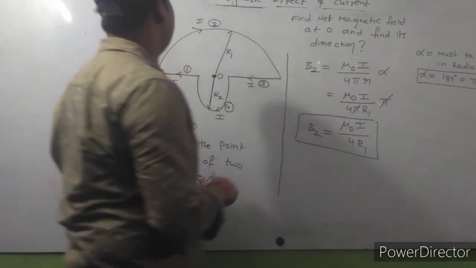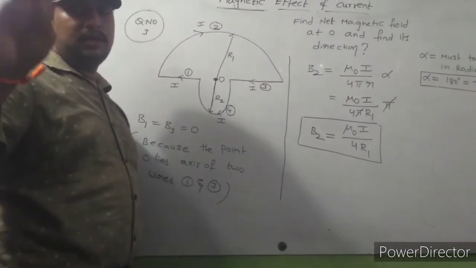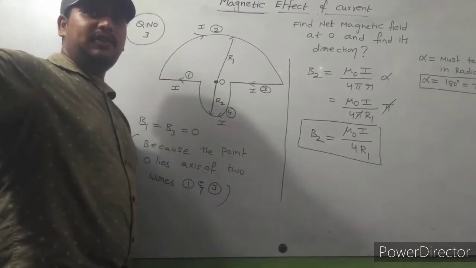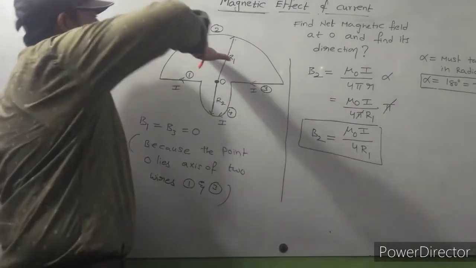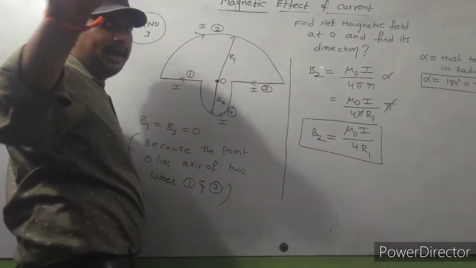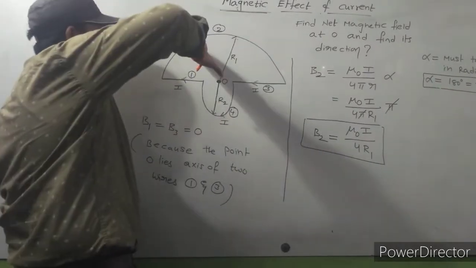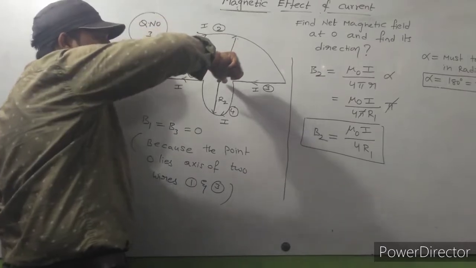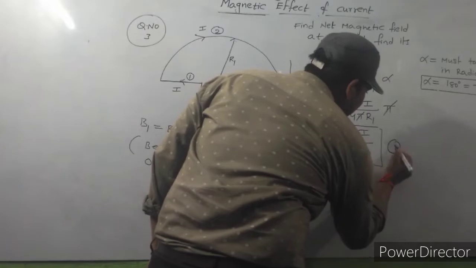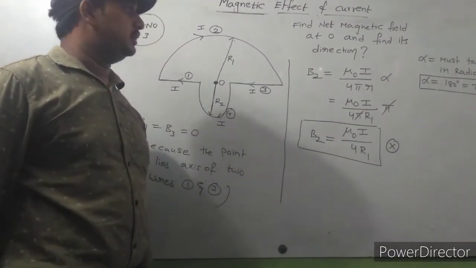What is the direction? How to find the direction? By using the right hand thumb rule. Thumb indicates magnetic field, and curling fingers indicate current direction. Here, what is the thumb direction? Into the face. So the direction of magnetic field B2 is into the face.